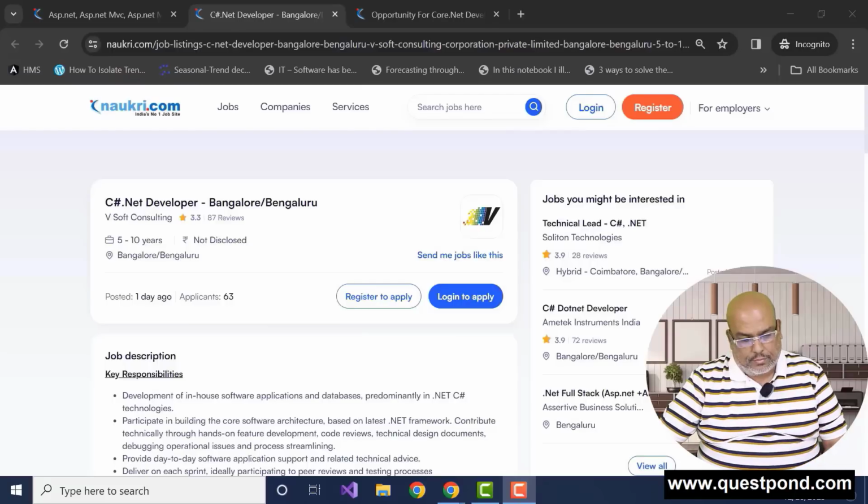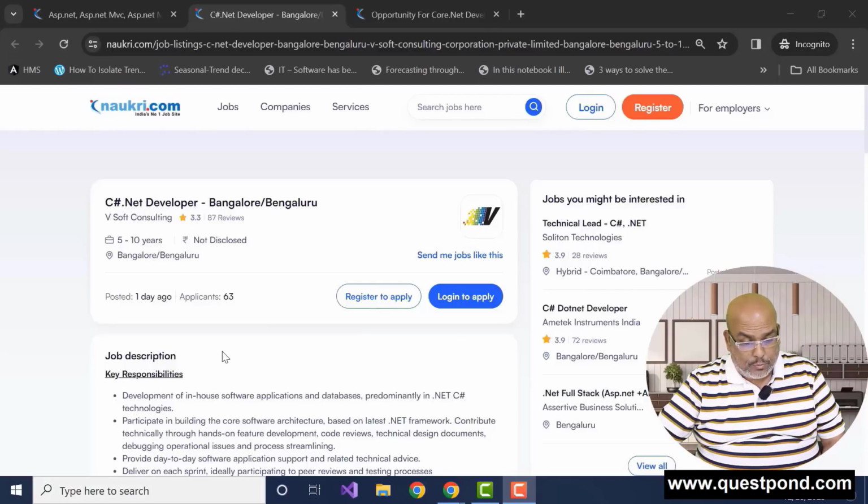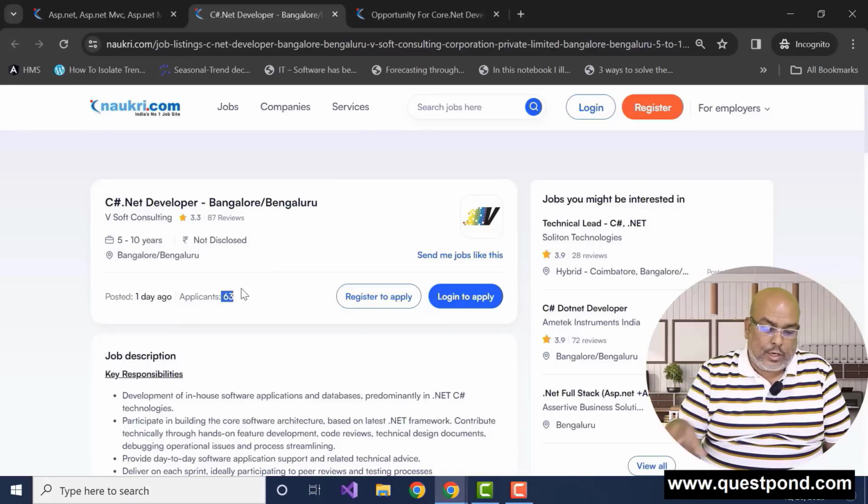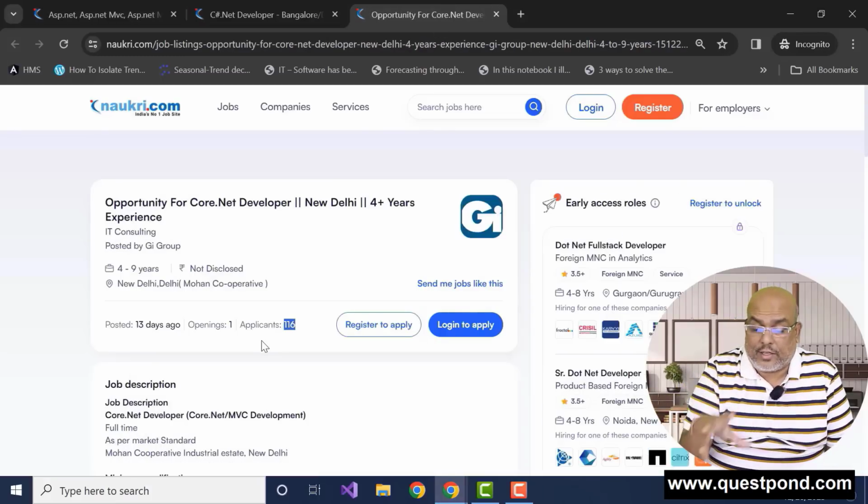One more important thing which I want to stress here is the location. If you see on the screen, this is a Bangalore location, and in this there is only one job and 63 people have applied. But for the same kind of job in New Delhi, I can see 115, 116 people have applied.